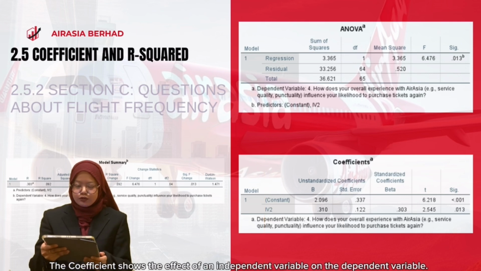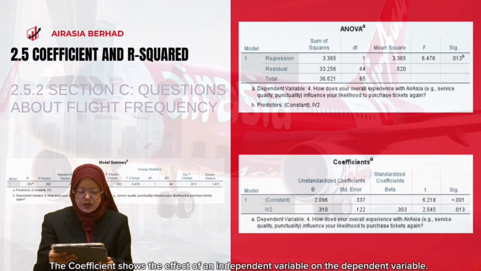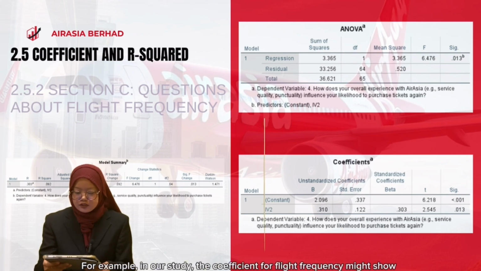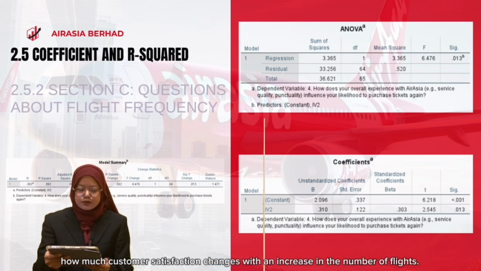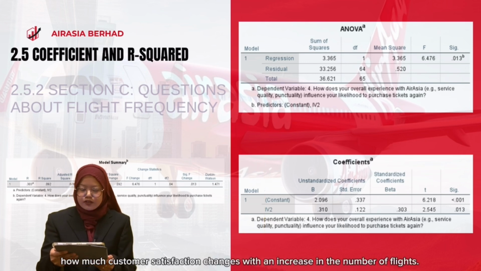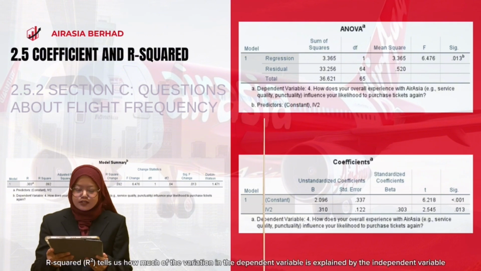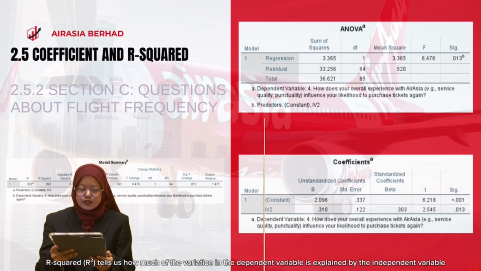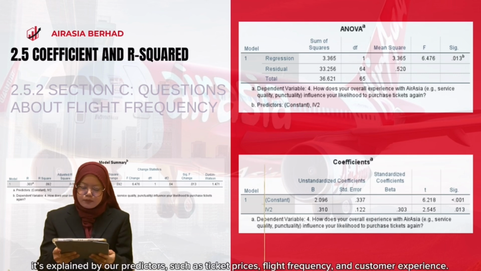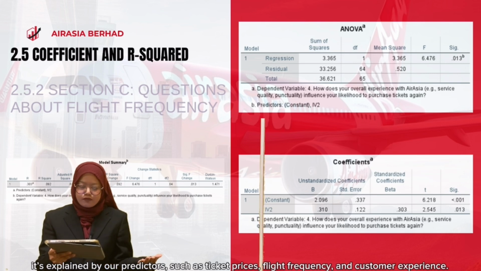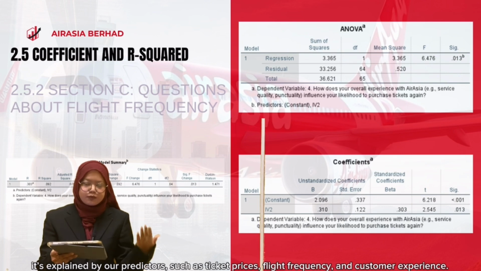The coefficients show the effect of the independent variable on the dependent variable. For example, in our study, the coefficient for flight frequency might show how much customer satisfaction changes with an increase in the number of flights. R squared tells us how much of the variation in the dependent variable is explained by our predictors, such as ticket prices, flight frequency, and customer experience.